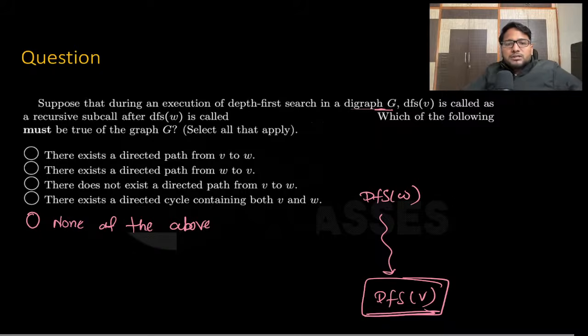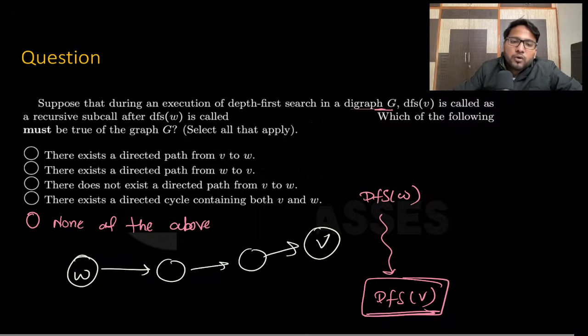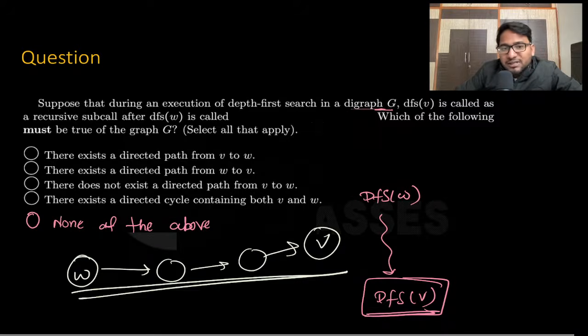In that case, what is the answer? My question here is: if you are calling, let's suppose this is W, and then this W is going and calling this V, after some point in time where the W has not yet returned, then you can say there's a path.